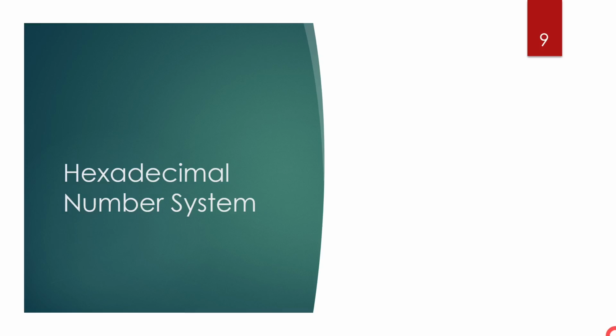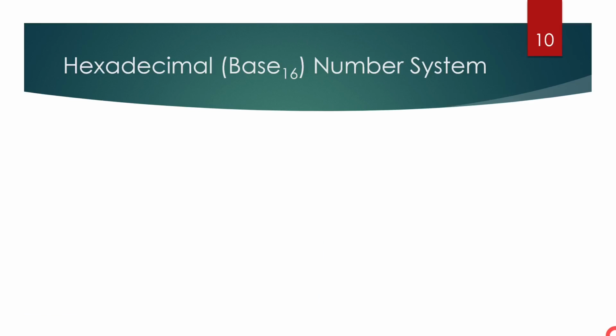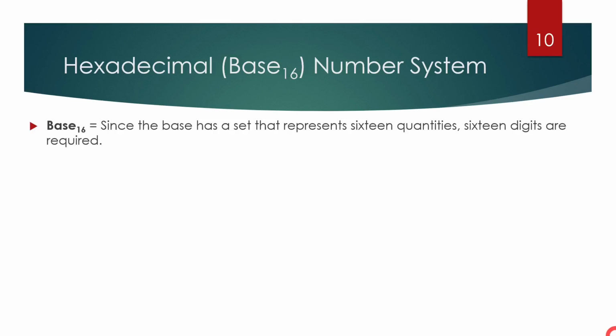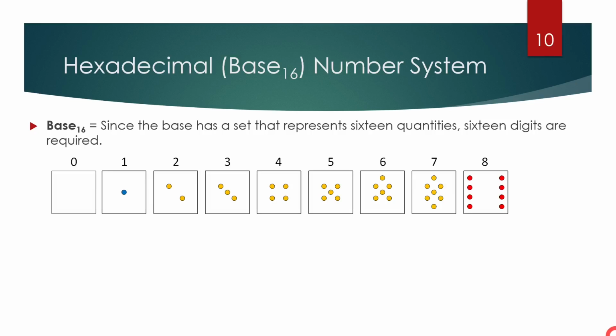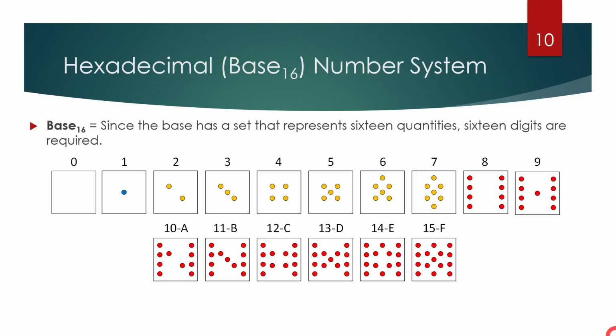So let's dive into the hexadecimal number system. Hexadecimal, or base 16, number system represents 16 different quantities, so it requires 16 digits. So we have the first 10 that we are associated with the decimal number system. But we're going to have to come up with some more digits, and we're actually going to use letters to represent the remaining digits. So for a quantity of 10, we're going to use a letter A, 11 B, 12 C, 13 D. E will represent the quantity of 14, and F will represent the quantity for 15.